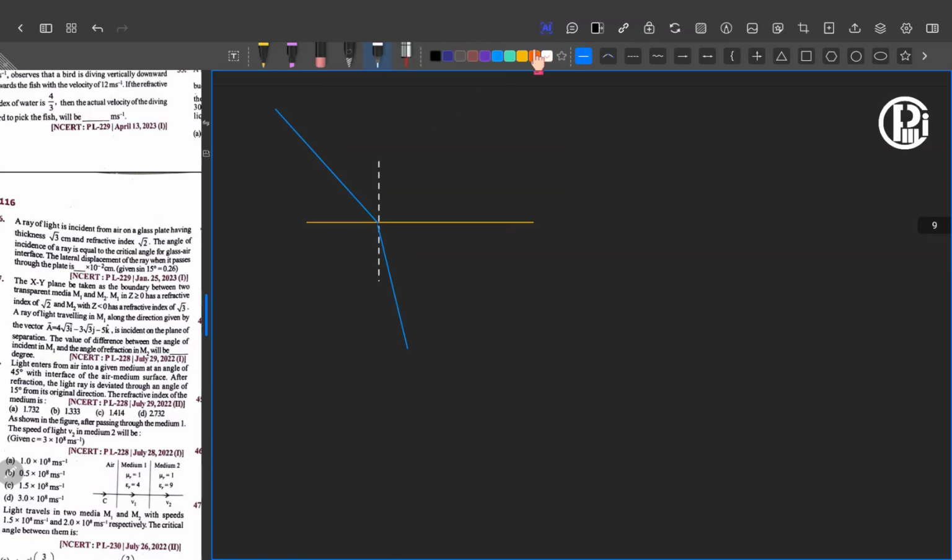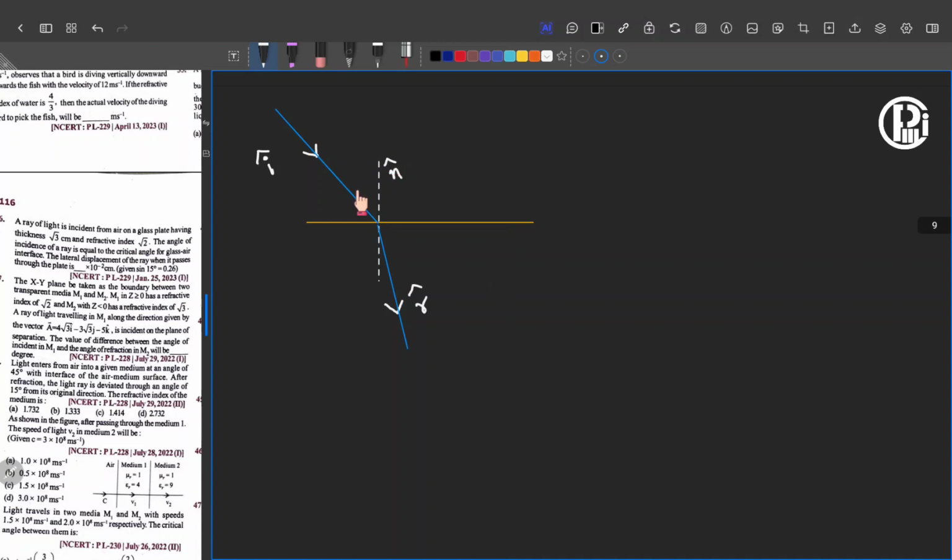Now this incident ray is incident along this unit vector, and this refracted ray is refracting, passing along this unit vector. So let's say this unit vector is I cap, and let's say this unit vector is r cap, and there is a normal line. This normal line is along some direction, right? That is nothing but n cap.